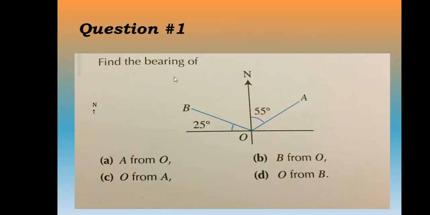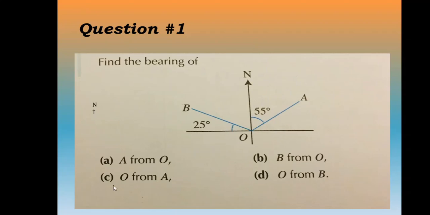Here is the question. Find the bearing of A from O, B from O, O from A, and O from B. For the first two parts, we have to find the bearing of A and B from O. So here we use the north at O. The bearing of A from O is already given, it's 55 degrees, but we'll write it in the form 055 degrees. And for the bearing of B from O, we start from the north at O to this angle B. This whole angle will be measured.